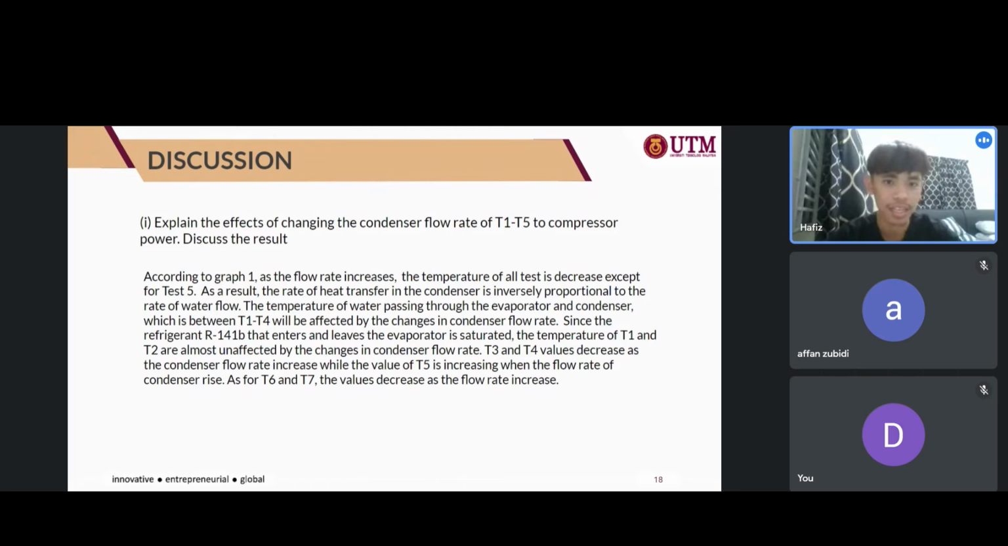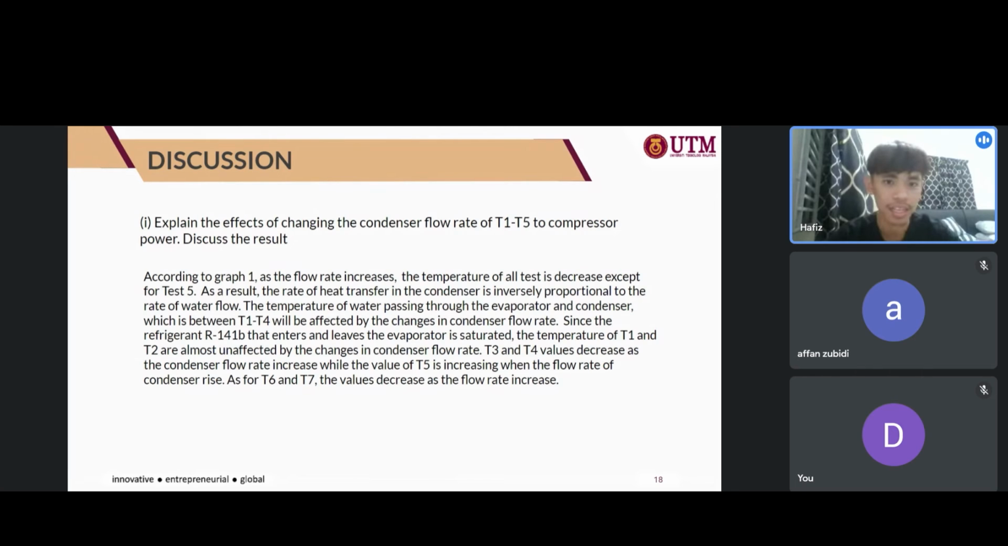In graph 1, which is made by RC, as the flow rate increases, the temperature of all tests decreases except for test 5. As a result, the rate of heat transfer in the condenser is inversely proportional to the rate of water flow. The temperature of water passing through the evaporator and condenser, which is between T1 until T4, will be affected by the changes in condenser flow rate.